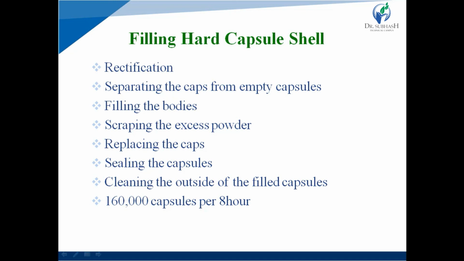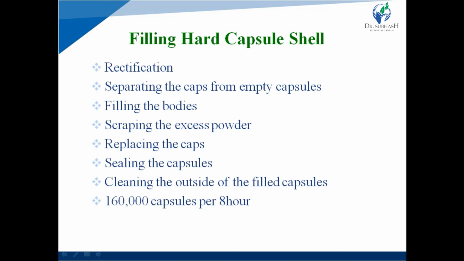After filling of the bodies, excess powder is removed from the machine. Next, after filling the body and removing the excess powder, the cap is replaced over the body. And next one is finally sealing of the capsule with the capsule filling machine. Last point is cleaning the outside of the filled capsule. That means in this step, a small amount of powder may adhere to the outside of the capsule after filling, so salt polishing and cloth dusting is required.